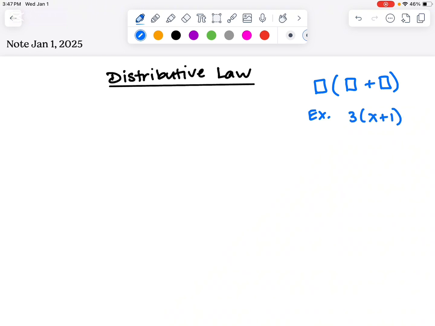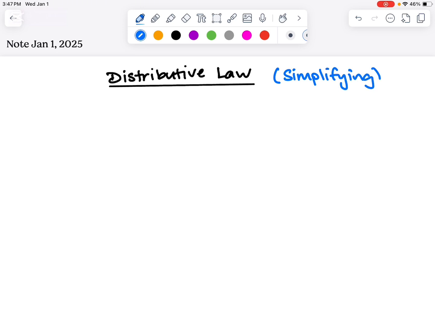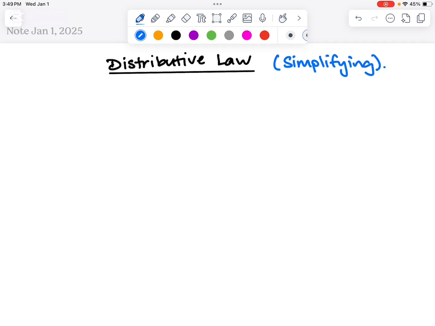Now, the distributive law helps us to simplify polynomials. So this is a tool that we use for simplifying. That being said, we can now work towards figuring out how to answer questions like this. But before I do, again, I don't want you to memorize the steps or memorize what to do. I want you to understand it.